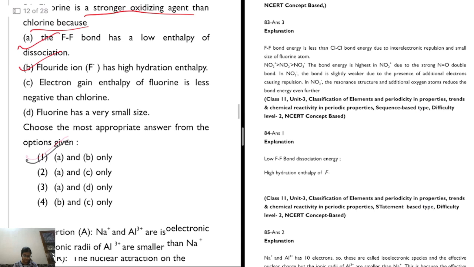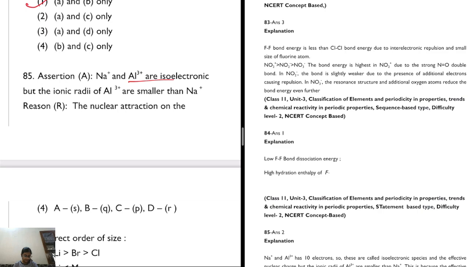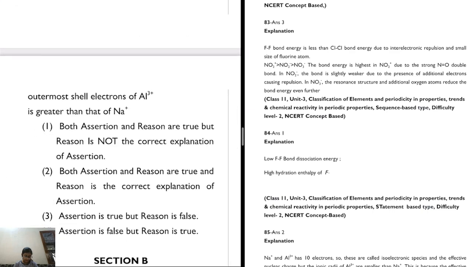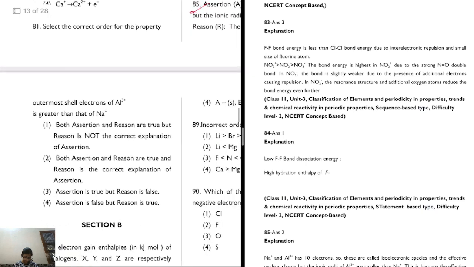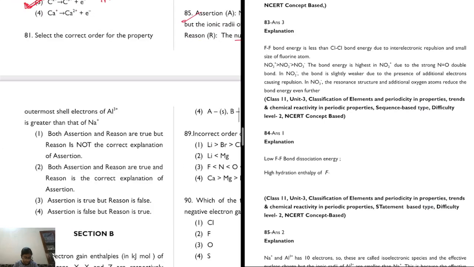Let's see the next question. Assertion is given that Na+ and Al3+ are isoelectronic, but the ionic radius of Al3+ is smaller than Na+. The reason given is: this statement is true. The nuclear attraction on the outermost shell electrons of Al3+ is greater than on Na+.